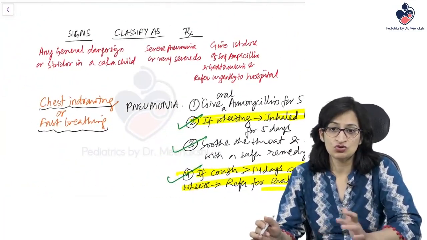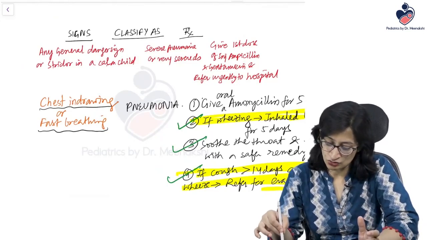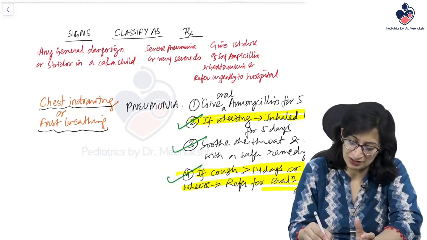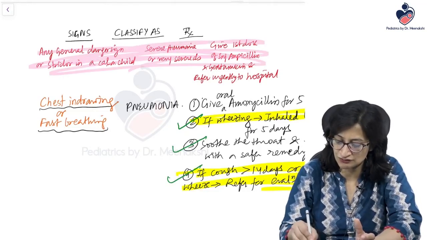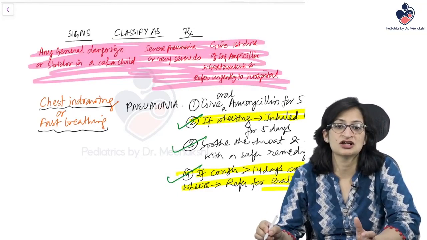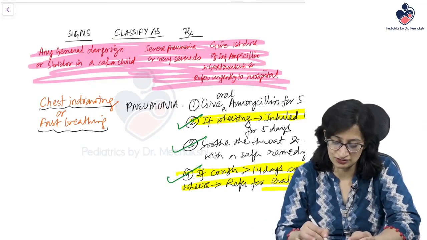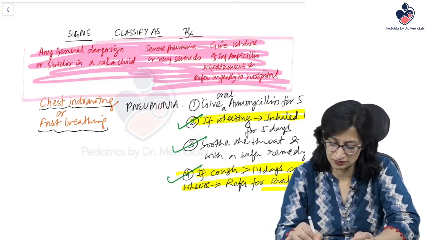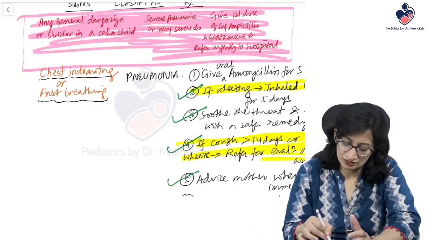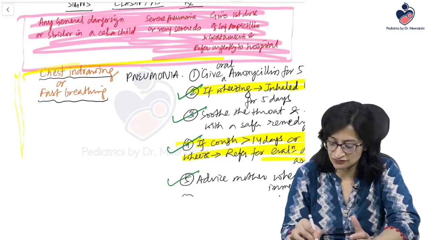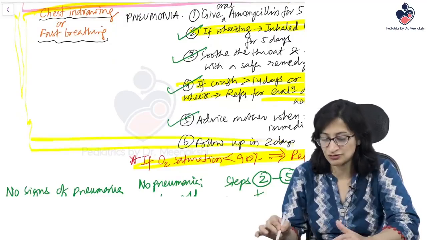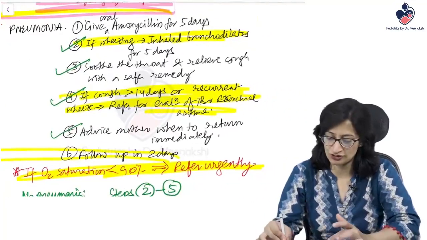Okay. There is a color coding in the IMNCI guidelines. Anything written in a pink background means the child needs to be referred urgently. Any general danger signs or stridor in a calm child means the child needs to be referred urgently to the hospital. If the child has chest indrawing or fast breathing, that is pneumonia, and you need to give specific medical treatment. You need to refer if the oxygen saturation is less than 90%. Otherwise, you can just treat the child on ambulatory basis.